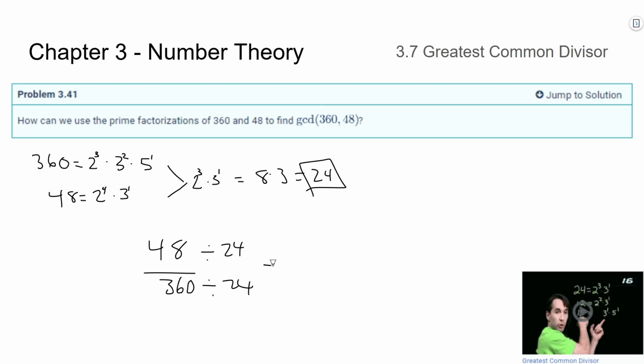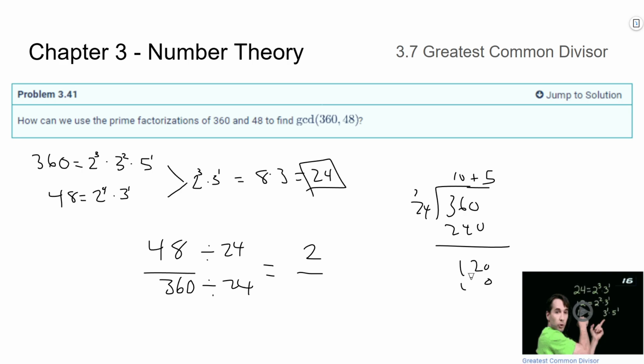And I know we haven't gotten into fractions yet. We'll do that next chapter, but this would end up being 2 over, so what is 360 divided by 24? This goes in 10 times to be 240. This would leave us with 120. And let's see, that would be, I believe, 5. That'd be 20, 10, 11, 12. Yep, so that'd be 15. 2 over 15 would be our simplified fraction in one step.